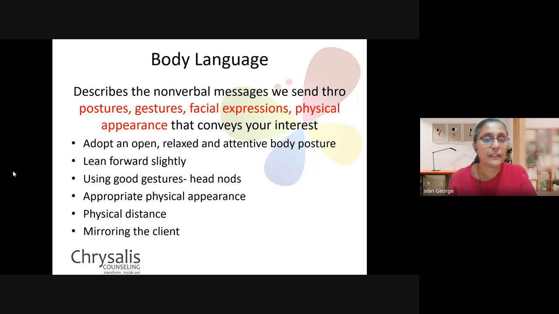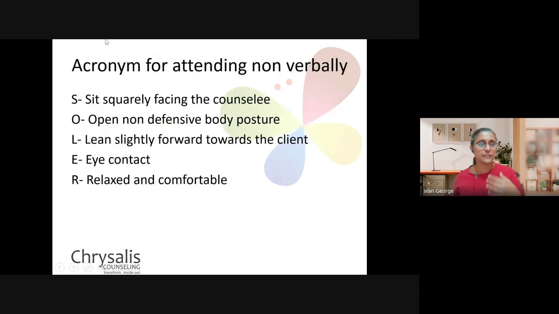Now quickly, there's an acronym for attending non-verbally to your counselee. It's called SOLAR, which means S is to sit squarely facing your counselee. O is an open and non-defensive posture. L is to lean slightly towards the client. E is having good eye contact, and R is being relaxed and comfortable.